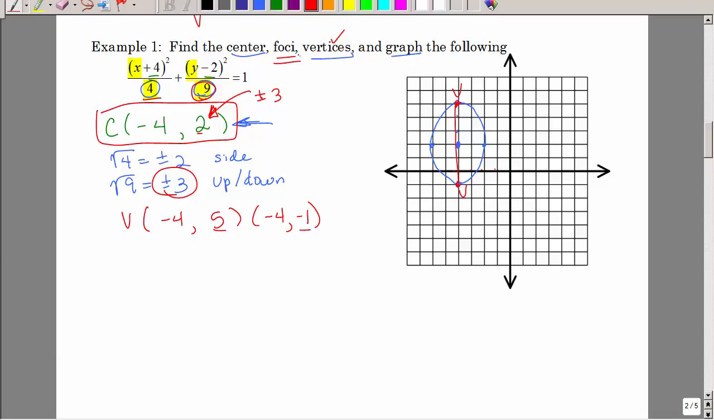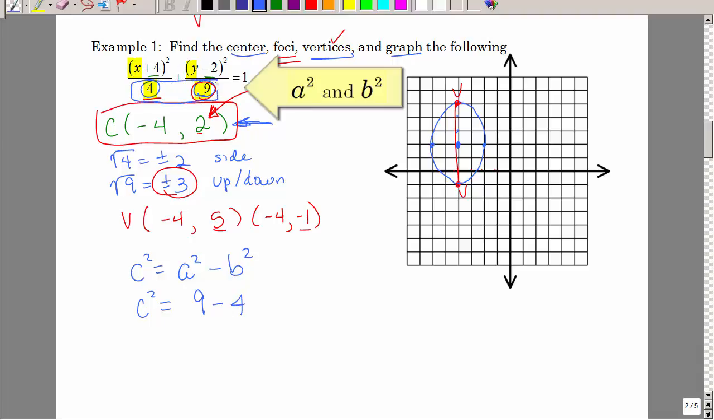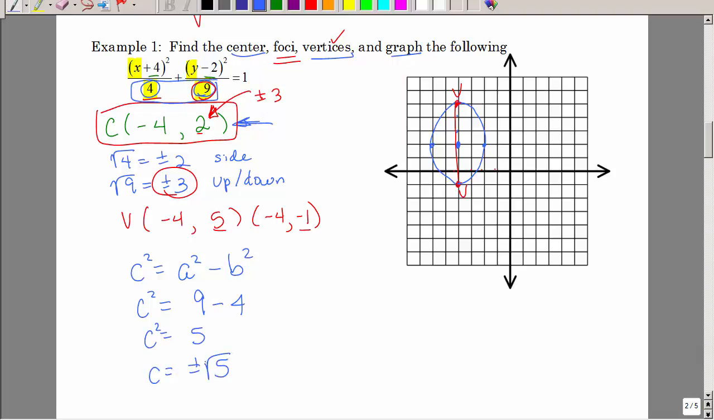What about the foci? Well, this is where you've got to know this relationship. Does that look familiar? Kind of looks like the Pythagorean theorem, except has a minus sign. Well, let's just fill in what we know. I know a squared is 9 and b squared is 4. Again, those two numbers are a squared and b squared, where a squared is always the biggest. If I subtract, I get 5. If I take the square root, I get plus or minus root 5.